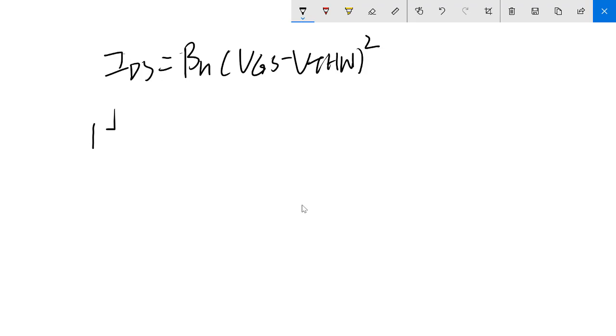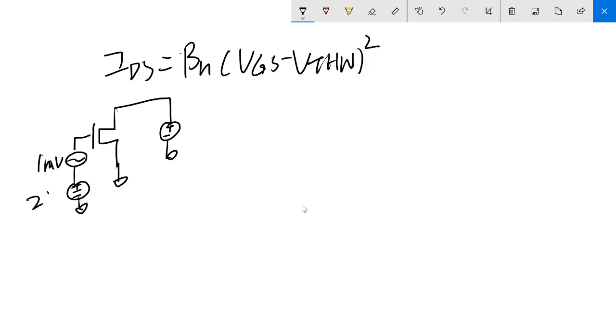And if we inject a small signal into the NMOS when it's being operated in this region, for example, let's assume this one is a 1 millivolt sine wave signal, and this is 2 volts. This is 2 volts as well.